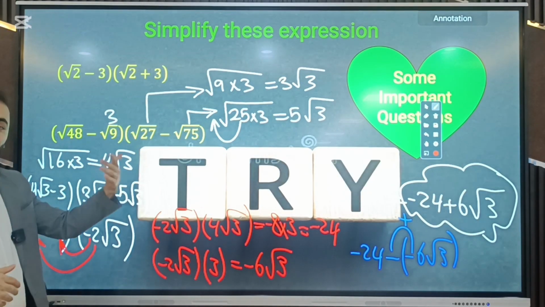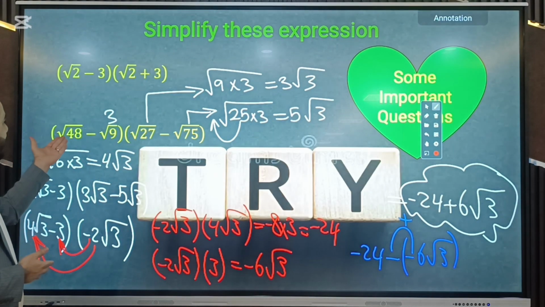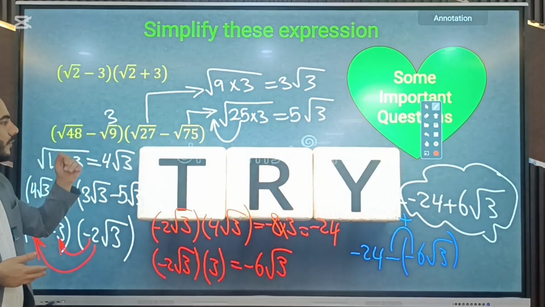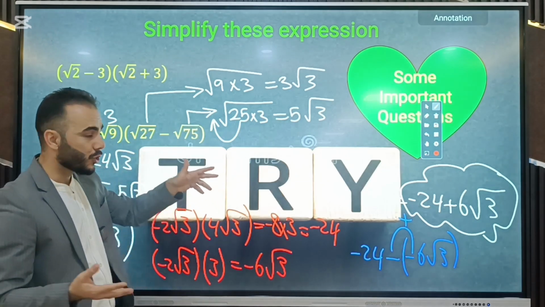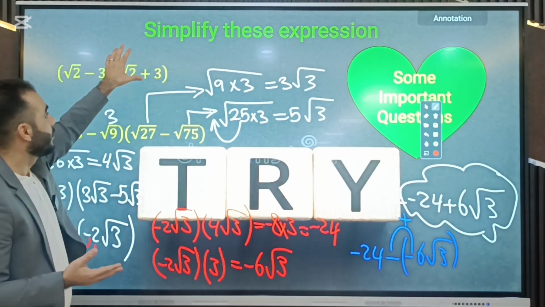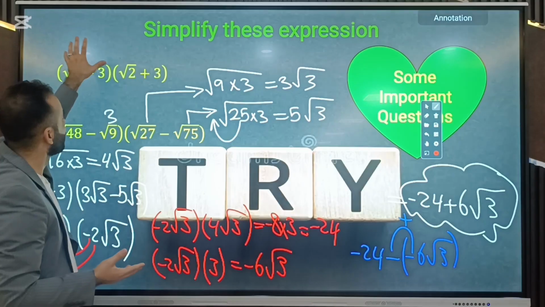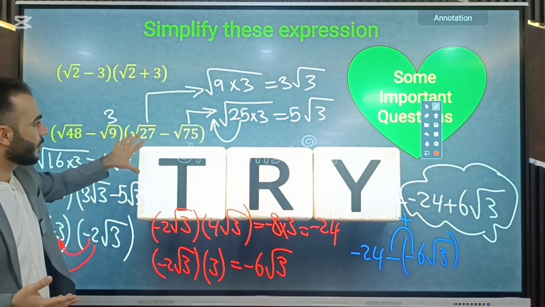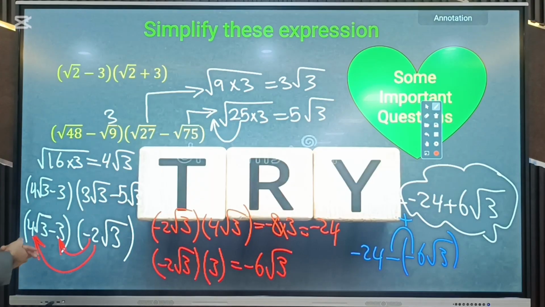I'm going to just shortly explain what we did. So here we said square root of 48 minus square root of 9, all times square root of 27 minus square root of 75. Since they are not the same, we cannot use the specific identity that we used for that one, because the terms are not the same. Okay, so we have to simplify.